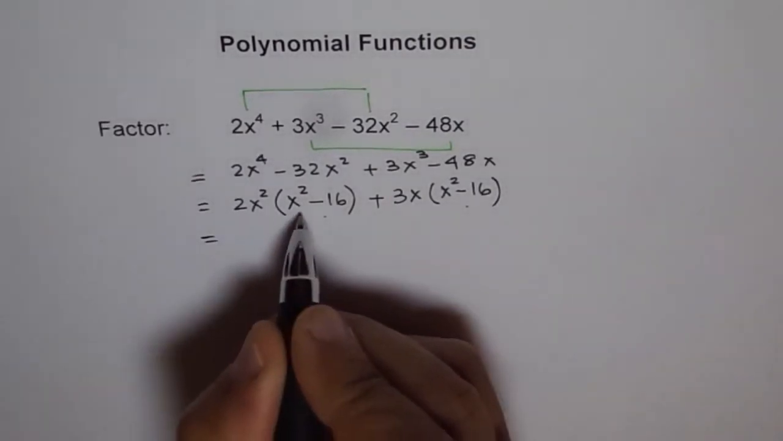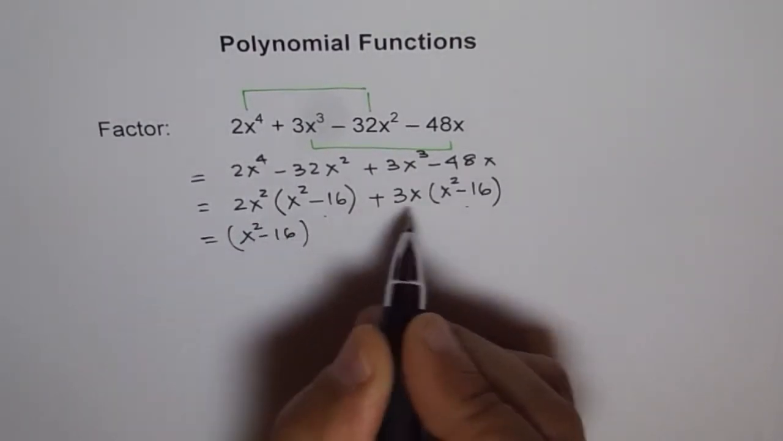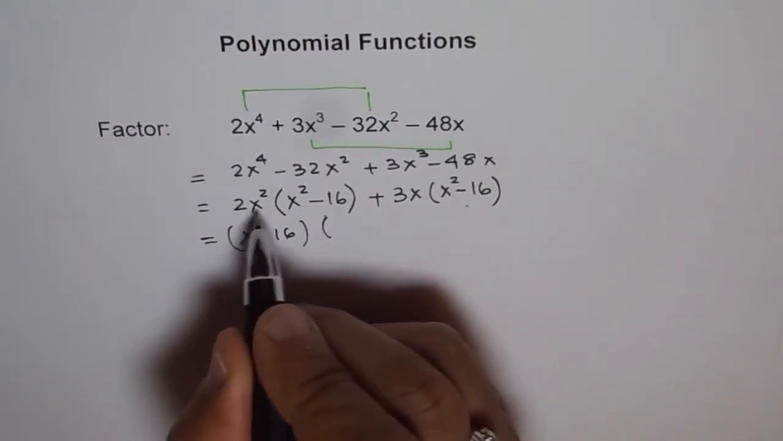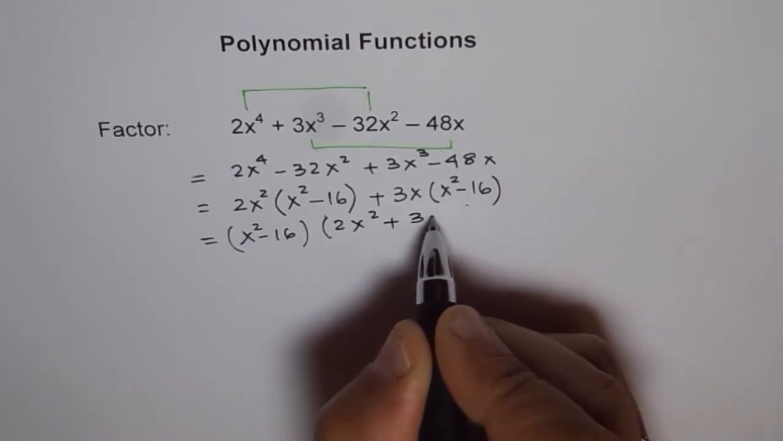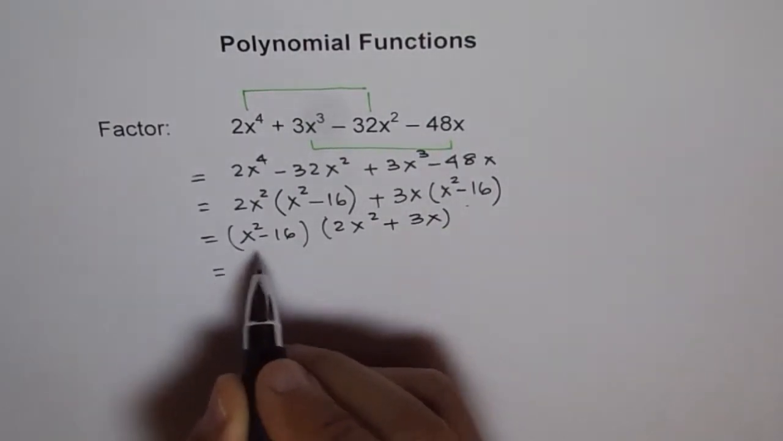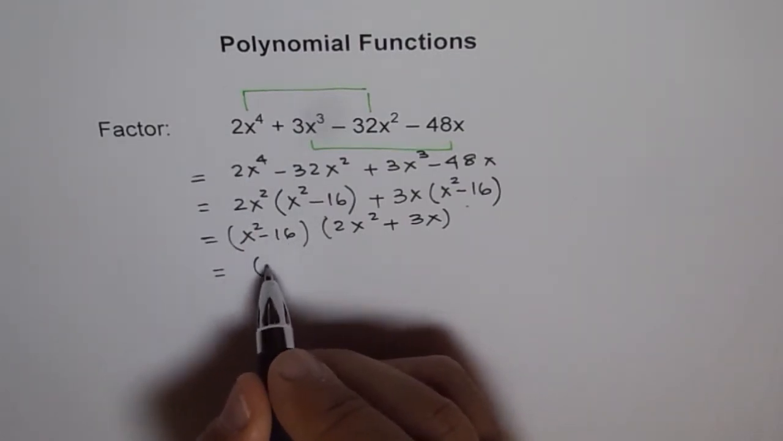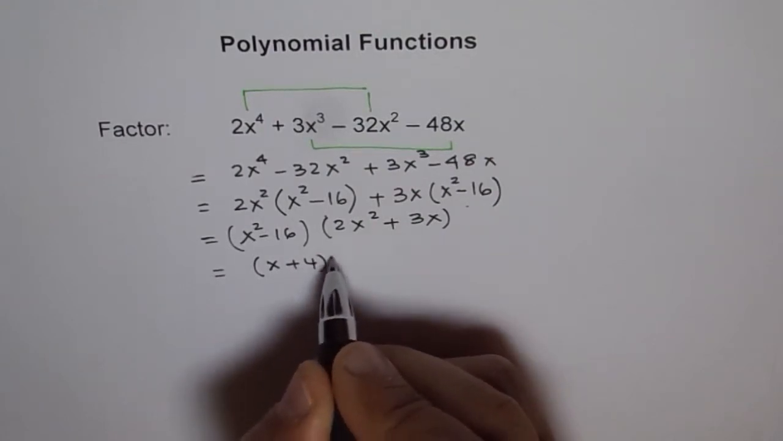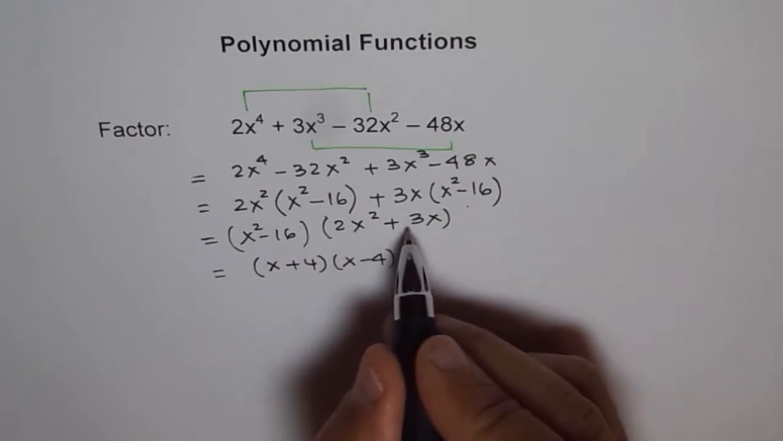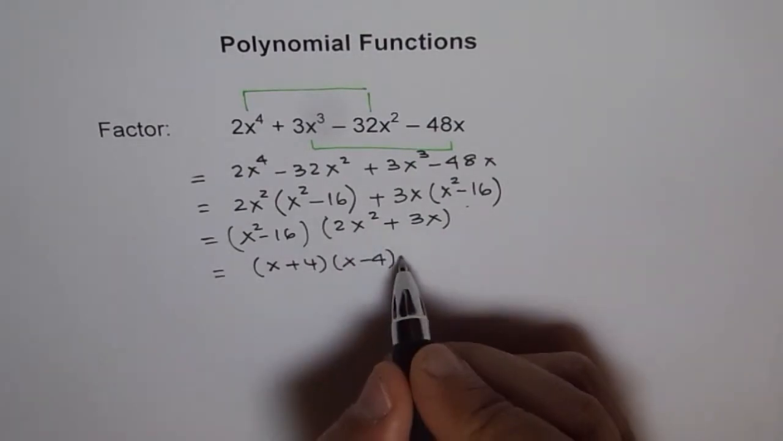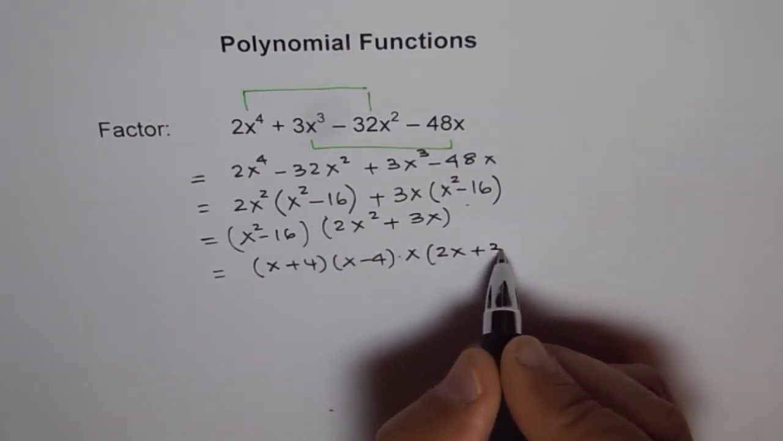Now, we can take x square minus 16 as a common factor from both these terms, and we are left with 2x square plus 3x. Now, this is a difference of squares, right? So this could be factored as x plus 4 times x minus 4, right? And here you can still factor out x, correct? So let me write x here first, and then you get 2x plus 3.